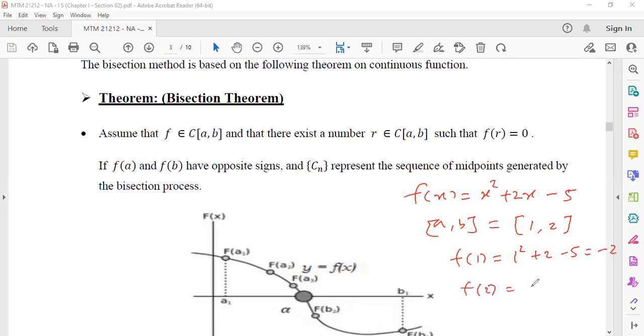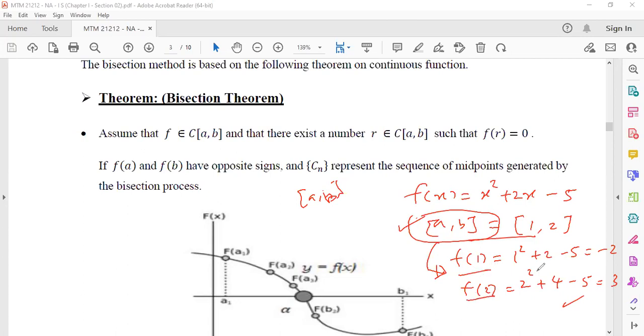How about 2? This will be 2 squared plus 2 times 2, which is 4, minus 5. So 4 plus 4 is 8, minus 5 is 3. Yes, I got it, no? So I can take this as the interval. Sometimes they will give you a comma b, but if they don't, you have to analyze this way to find out whether, when you substitute these values, you get opposite signs. That's what they mean.